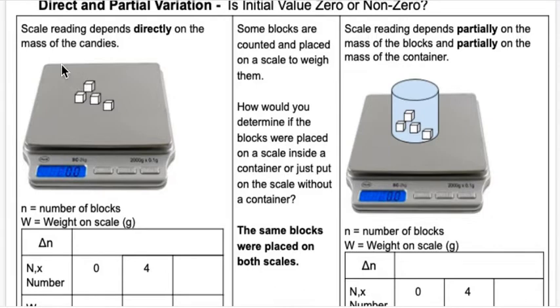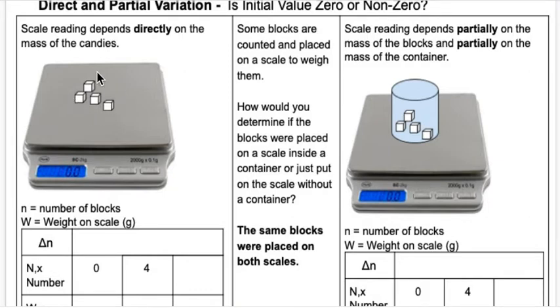So we've got a scale with 4 blocks on it. We're going to say they're candies, or maybe I'll call them blocks. Anyway, you can see I've got 4 candies on this scale. Now, on the right side, how is it different? There's still 4 candies on the scale, but what are the blocks inside of? The blocks or candies are inside a cylindrical container. So here, what does the overall weight on the scale depend on? Does it depend on just the blocks or the blocks and a container?